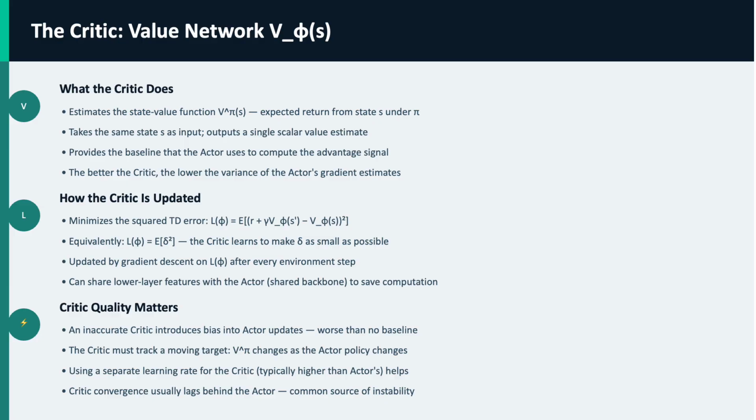The quality of the critic directly controls the quality of the actor's gradient estimates. A poor critic produces biased delta values that mislead the actor. A good critic produces a single signal in reality that closely tracks the true advantage of the taken action. In practice, the critic is often given a higher learning rate than the actor. It needs to converge faster so the actor has a reliable teacher to learn from.